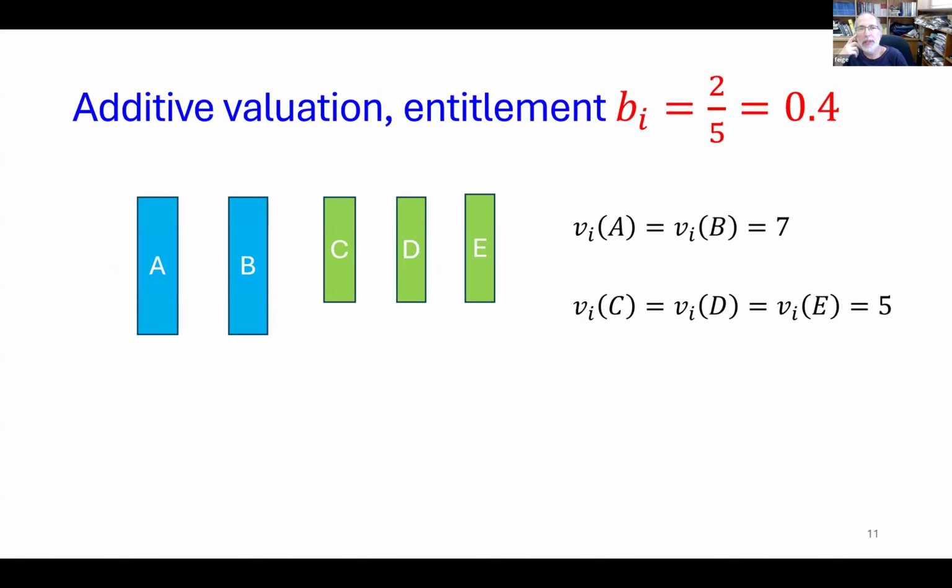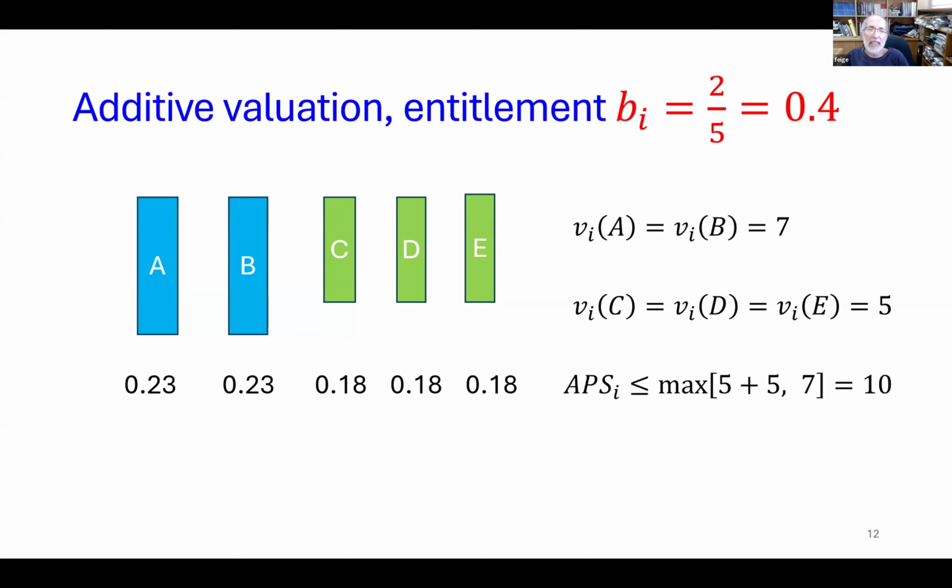So let's see an example. Suppose that we have an agent with an additive valuation, an entitlement 2/5, and suppose there are 5 items, the 2 blue ones of value 7 and the 3 smaller green ones, each of value 5. What would be the APS in this case?